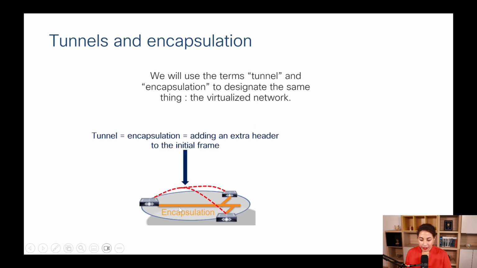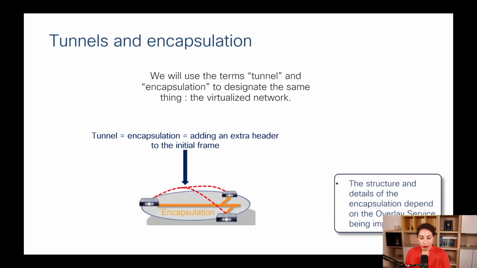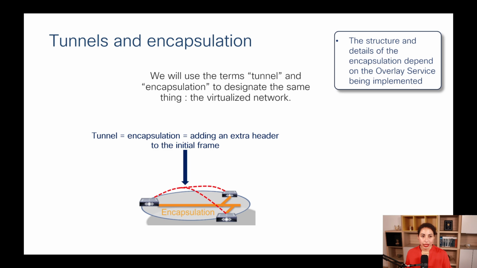So simply saying, we are adding an extra header to the initial frame, so we are encapsulating it before sending it over the tunnel. And now what I want to mention is that the structure and the details of the encapsulation really vary depending on the overlay service that we are implementing, because there are multiple kinds of overlay.